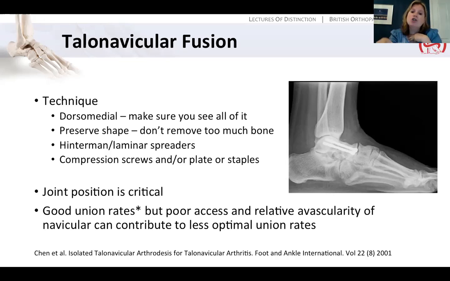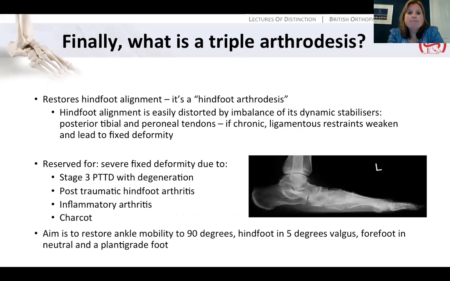You need to preserve the shape of the talus, and again, really get down to the bottom of the joint, and your joint position is really critical here. You need to make sure that it's lined up nicely to enable the other joints to move as much as they can. They report good union rates of only sort of 5 to 10% non-union rates. But I think, again, because of the poor access and the avascularity of the navicular, you need to be aware of what you're doing so that you have the optimum chance of having good union rates.